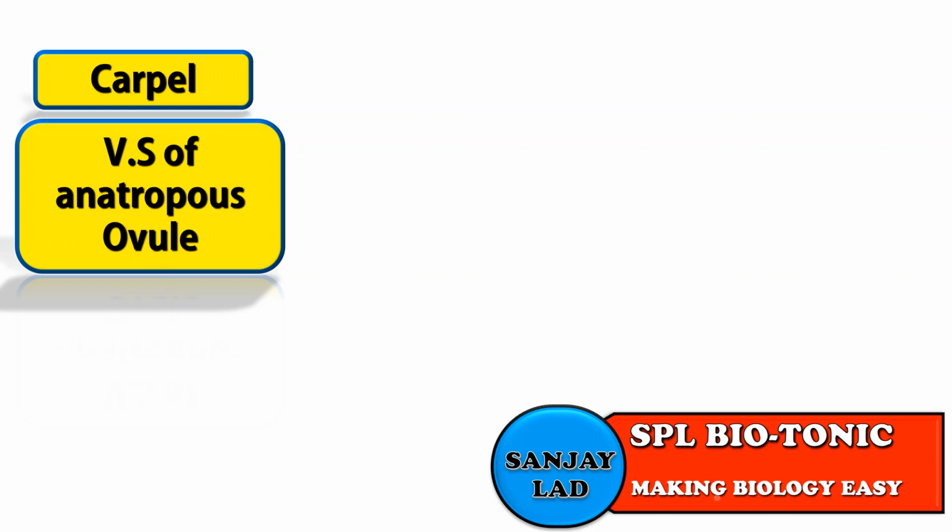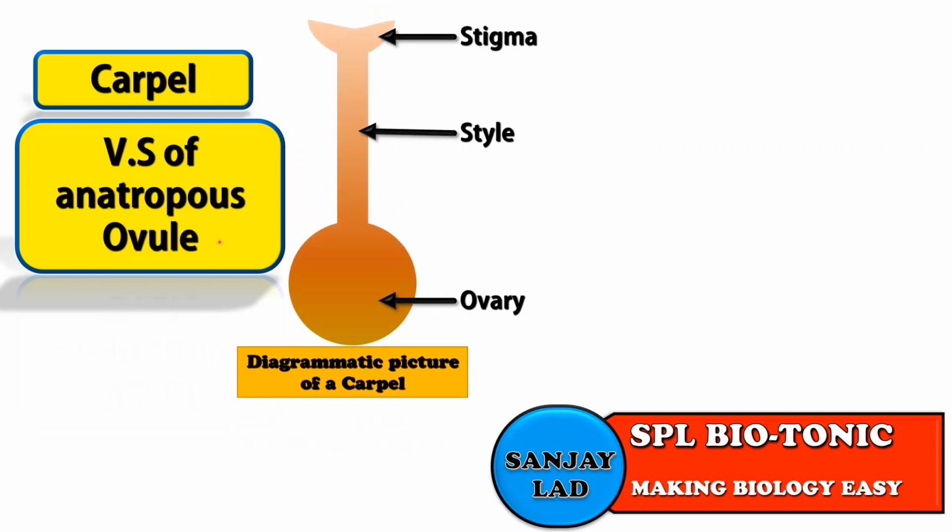Today we will talk about carpel and vertical section of anatropous ovule. Students, this is the diagrammatic structure of a carpel. Each carpel shows basal broader portion called ovary, middle tubular part style, and upper receptive stigma.